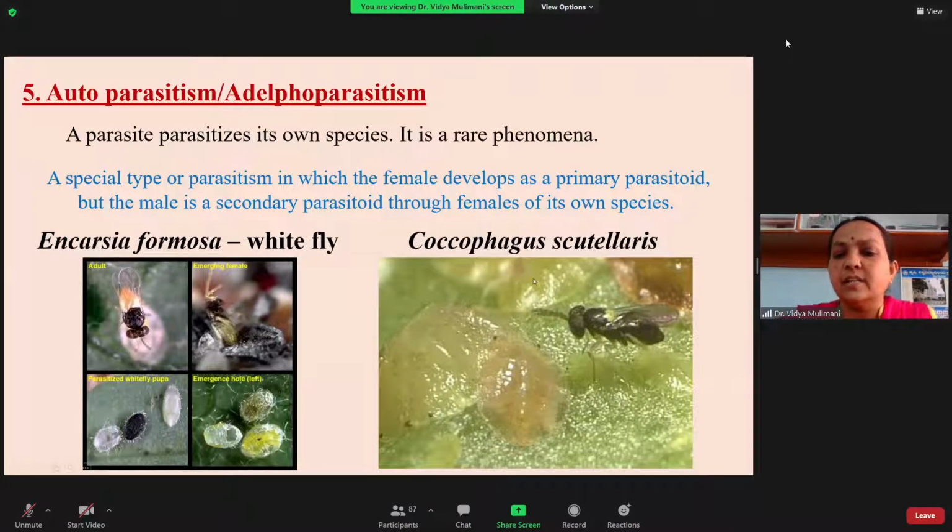This Encarsia is attacking Coccophagus scutellaris, which is a soft scale. Here you can see these soft scales that you find on any plant. The female of the Encarsia lays the egg into the Coccophagus, the soft scales. The progeny that emerge will ultimately be male and female. Then the female, after mating with the male, again goes in search of scales for laying eggs. But the male is not a parasitoid, so here you can see it starts feeding on its own species.